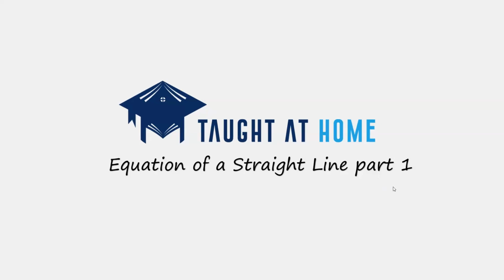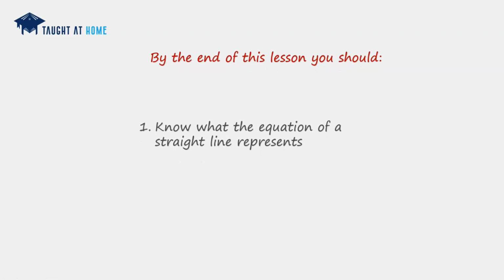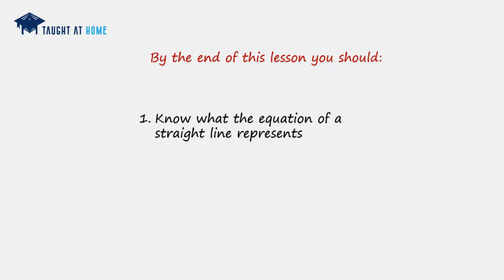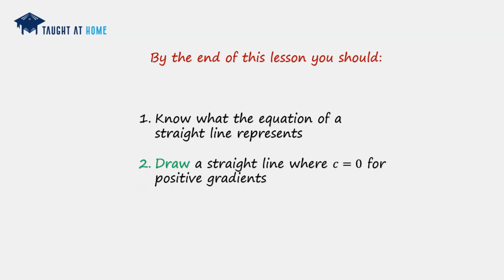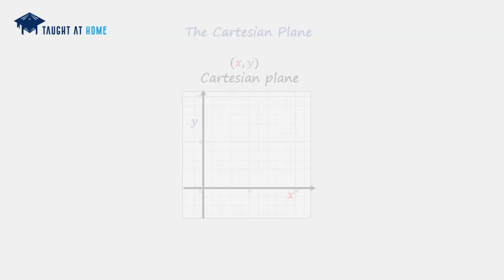Equation of a straight line, part 1. In this lesson, we are going to be looking at the equation for a straight line and seeing what the variables represent. And we are going to draw straight lines for c equals 0 and positive gradients.